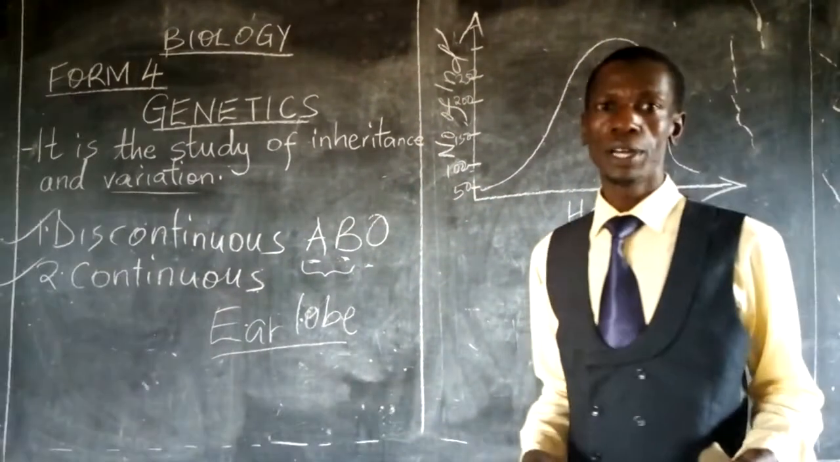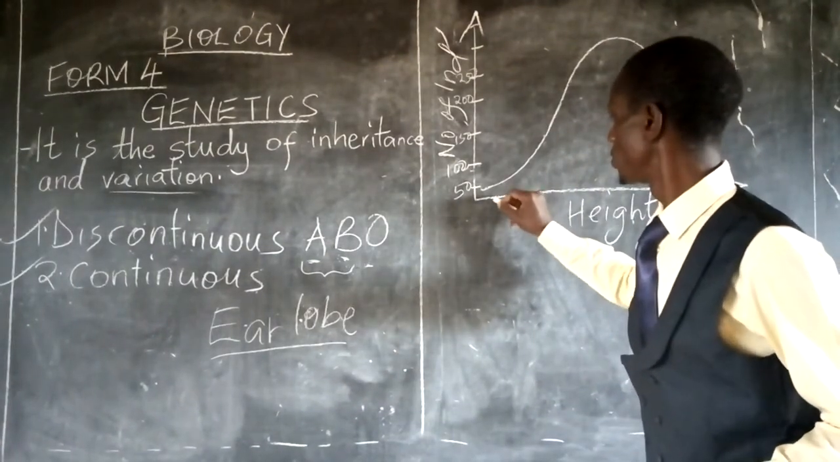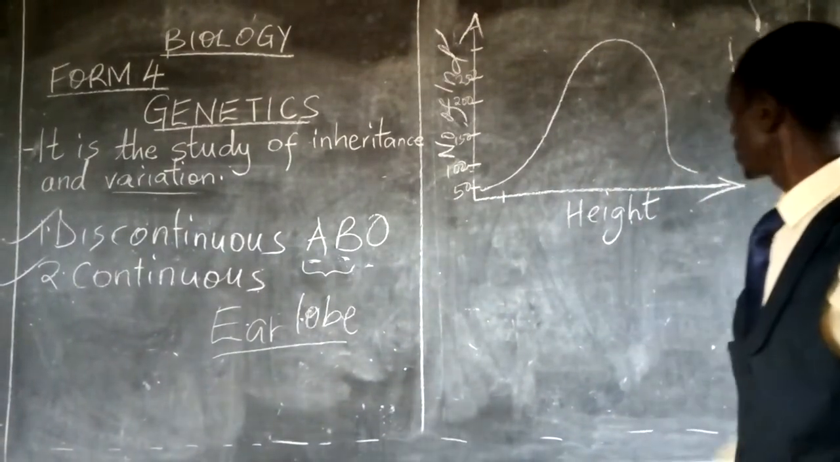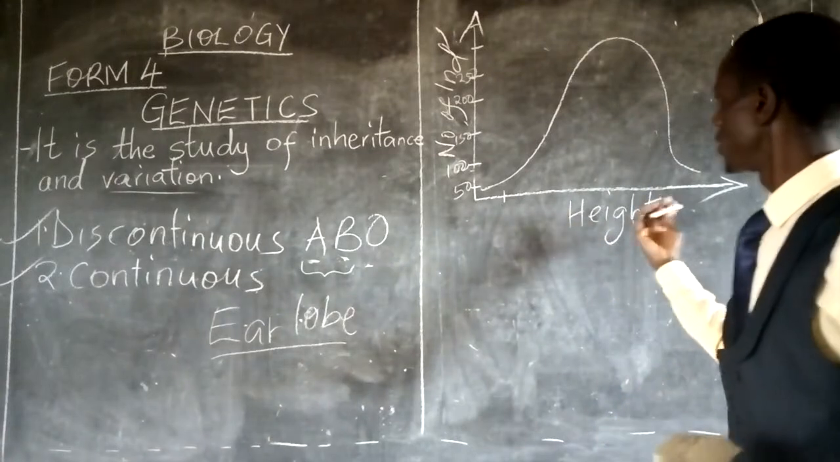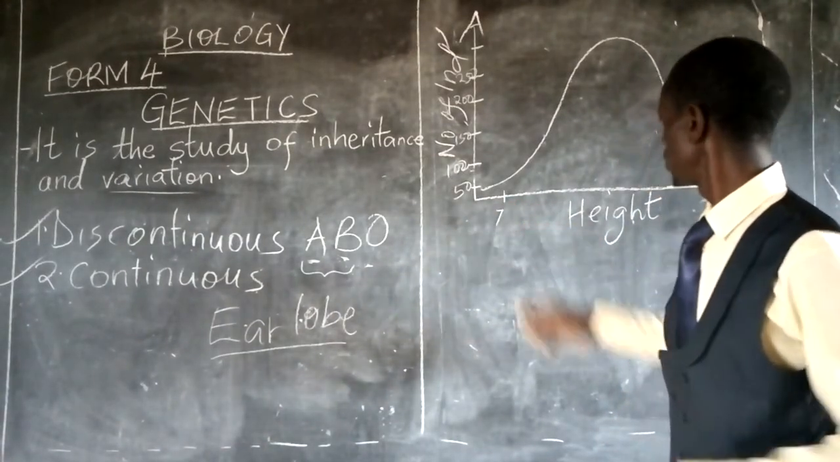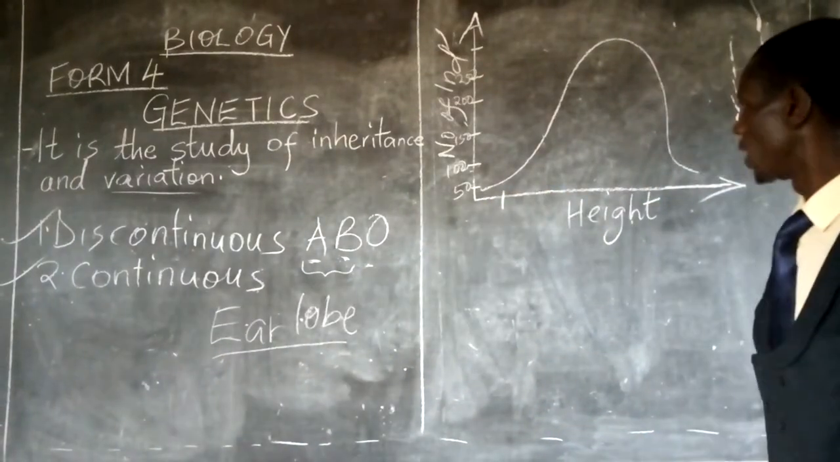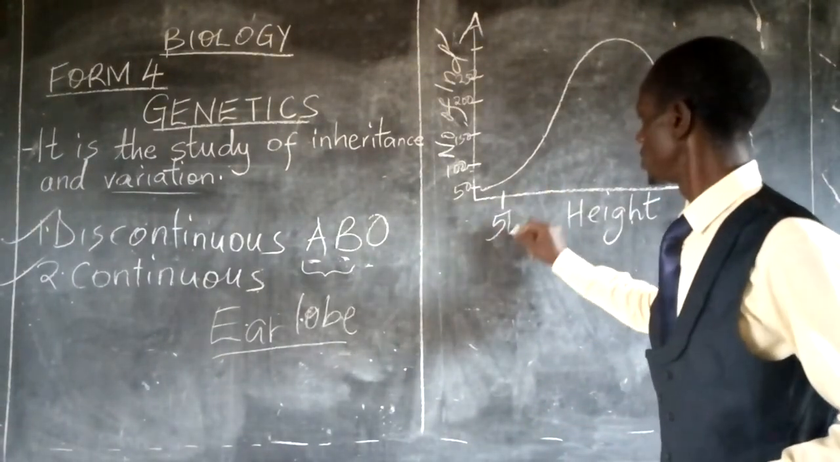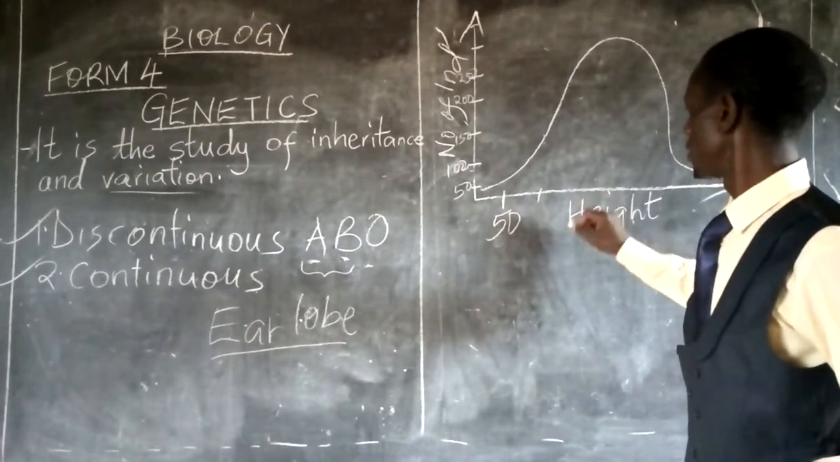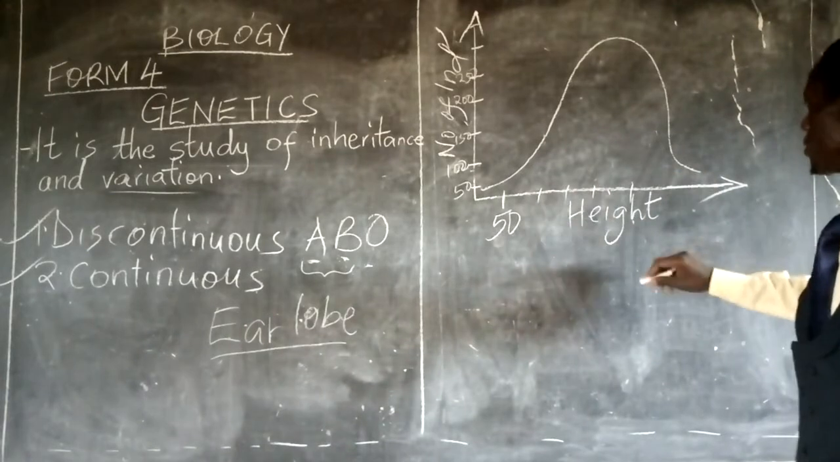Then for the y-axis, let me say maybe I'm talking about 10, 10, 10. Let me say 70. Okay. Let me talk about the height in centimeters. This is also 50, 100, 150, 200, 300.